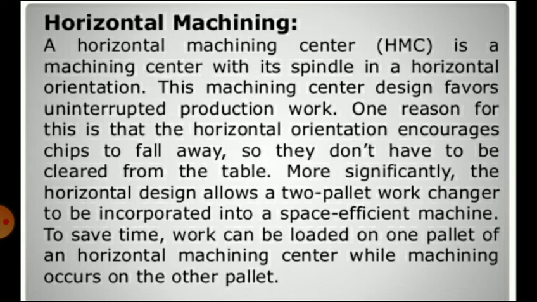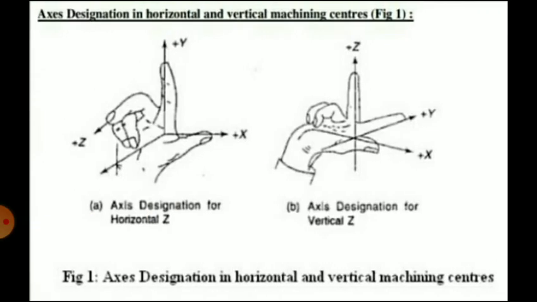To save time, work can be loaded on one pallet of a horizontal machining center while machining occurs on the other pallet. So you can see the axis designation in horizontal and vertical machining centers. Figure A is the axis designation for horizontal, and figure B indicates the axis designation for vertical.